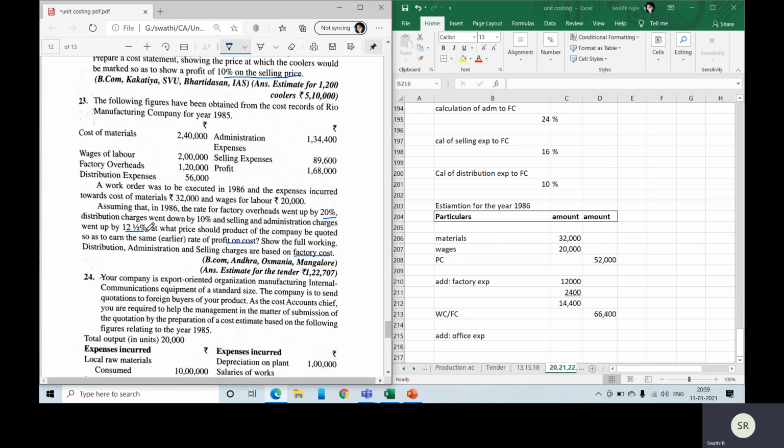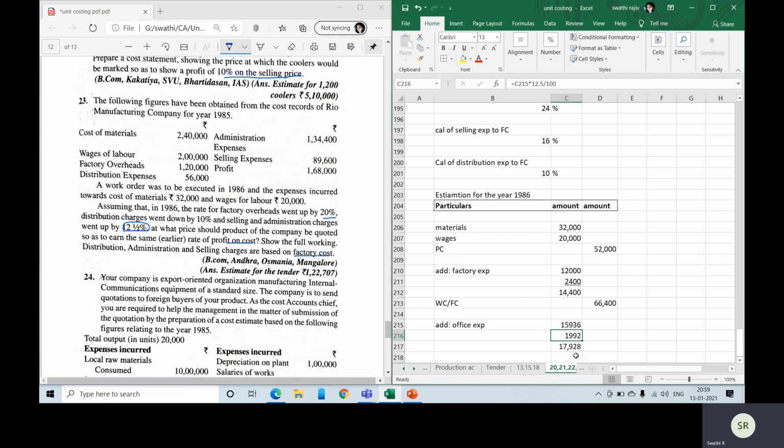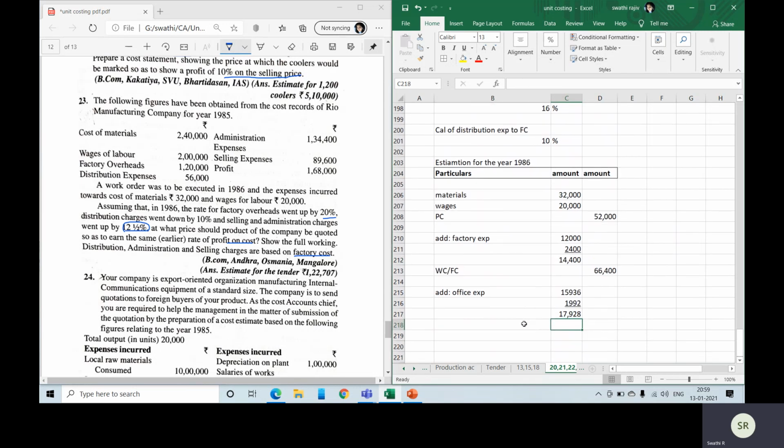Administration charges went up by 12.5%. So office expenditure is a percentage on my works cost. Works cost into 24 divided by 100. But this is not the final amount, because along with this I have to add the increase of 12.5%. So finally my amount will be 17,928. Right. Now after this we will get our cost of production.